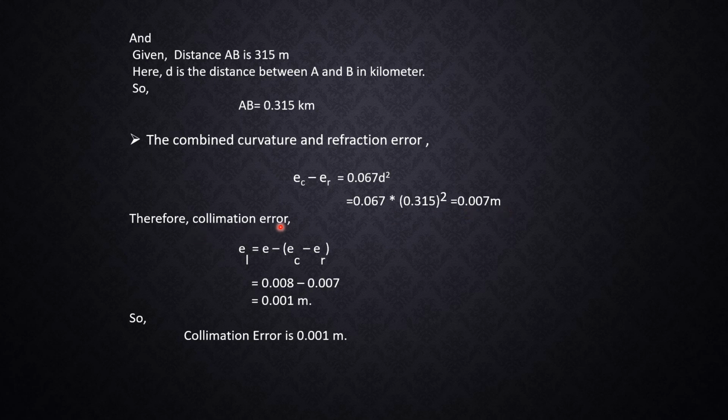Therefore, collimation error, we know that E1 is equal to E minus (EC minus ER). Here EC minus ER we get 0.007 meter, which is the combined curvature and refraction error. Again E is the combined error that we got from the previous slide, that is 0.008, minus 0.007. That means the collimation error is 0.001 meter.